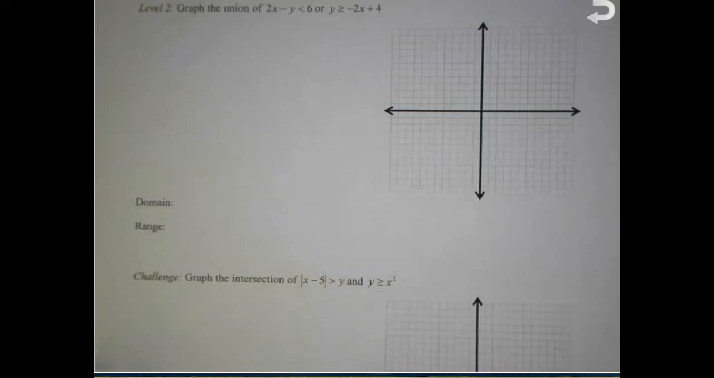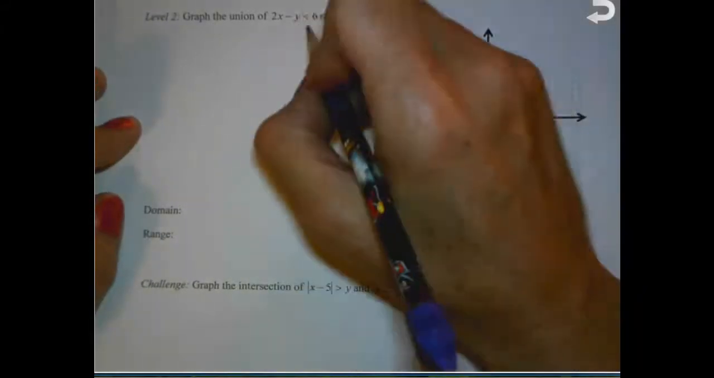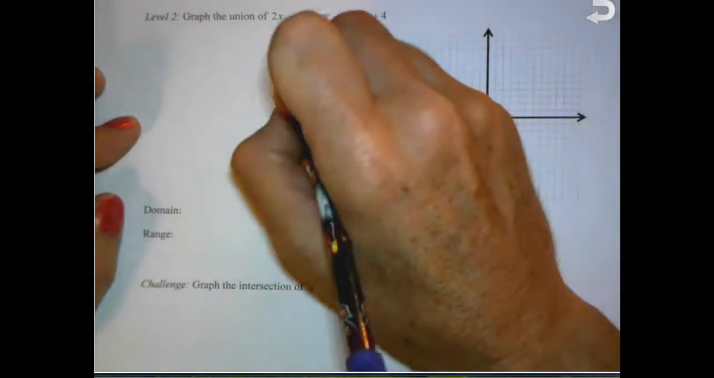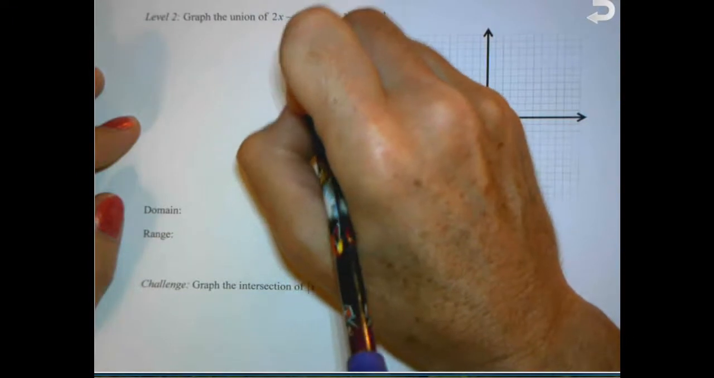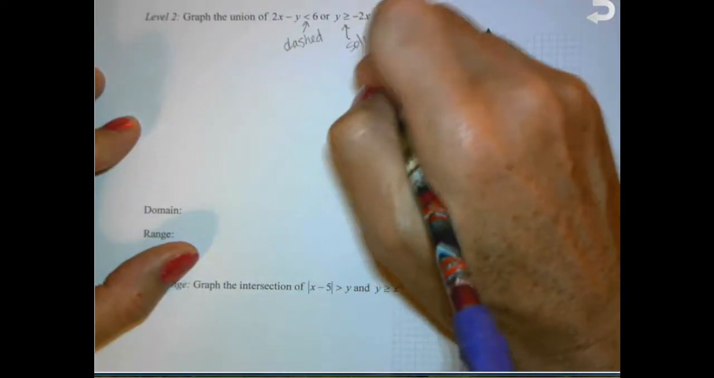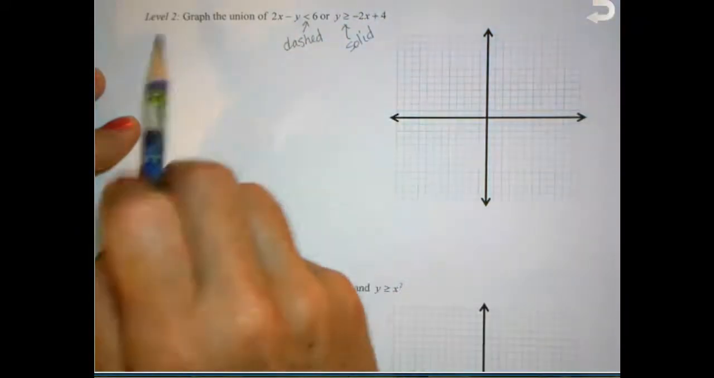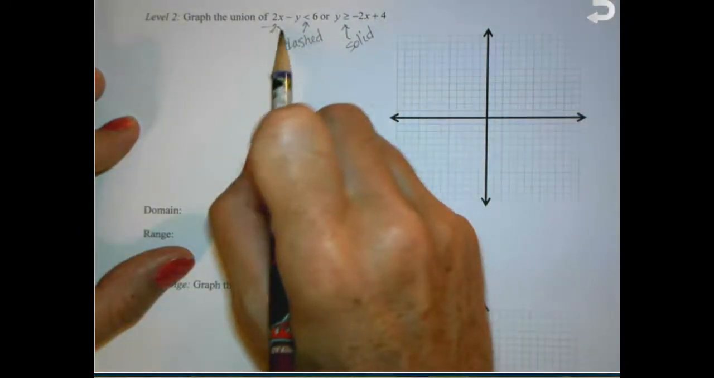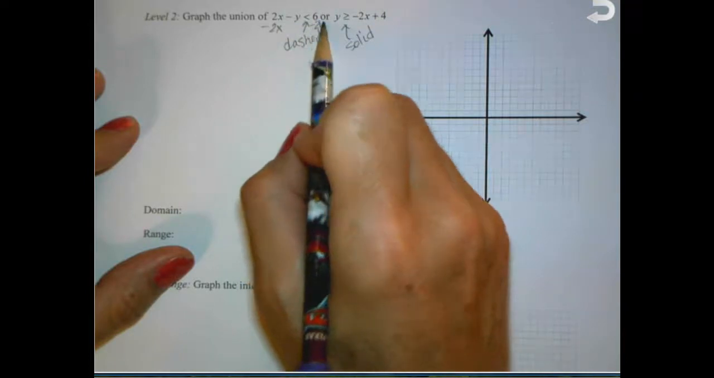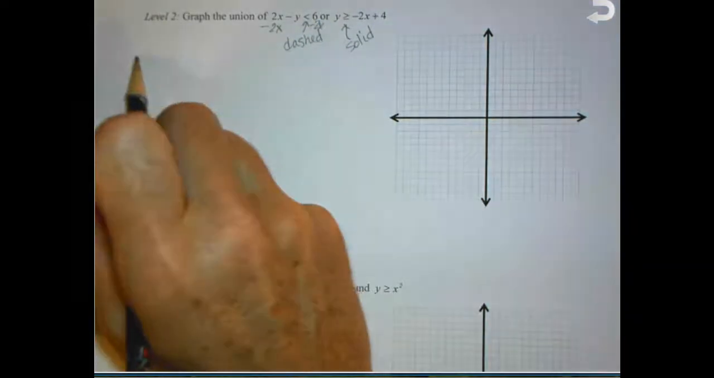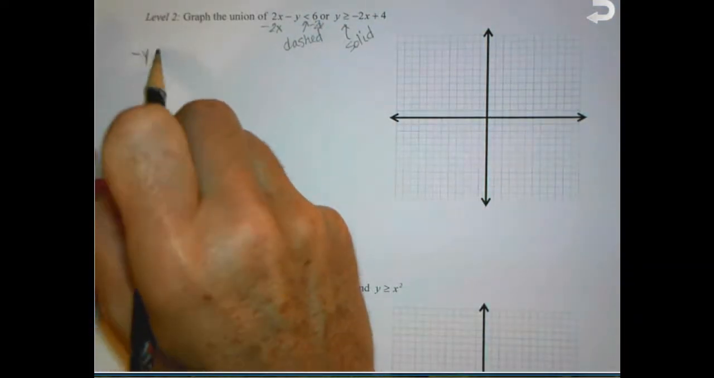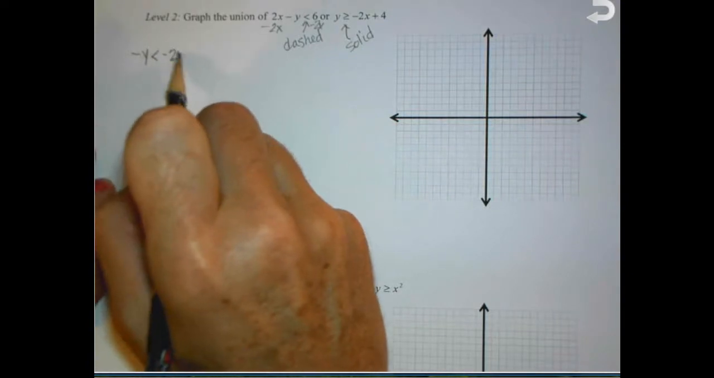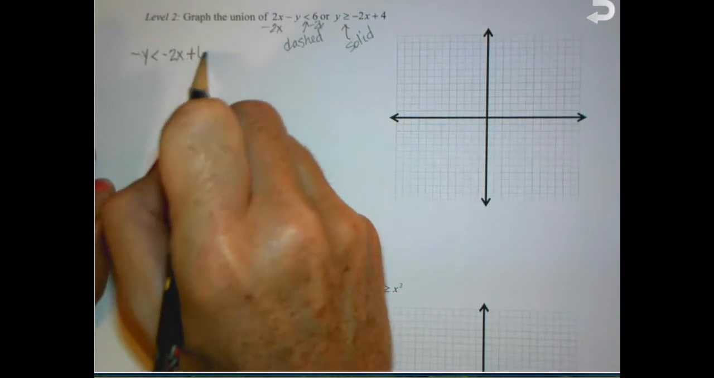Okay, one more for you to try. First thing I see is that I have a dashed line here and a solid line here. So for my dashed line, I'll subtract 2x from both sides so I can graph it, and I'll have negative y is less than negative 2x plus 6.